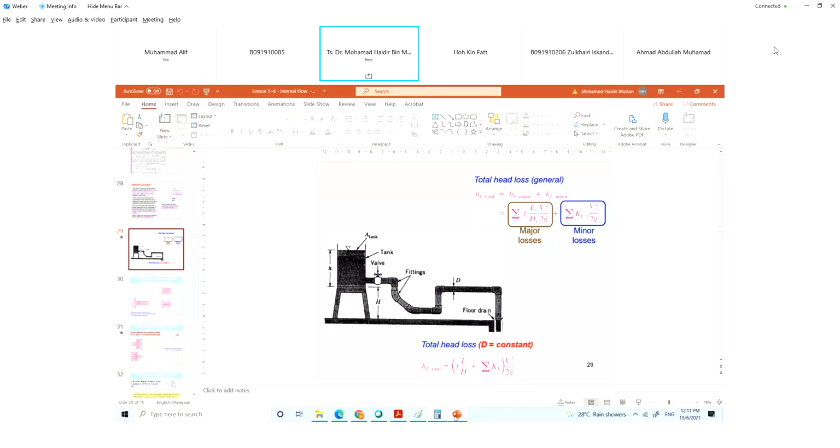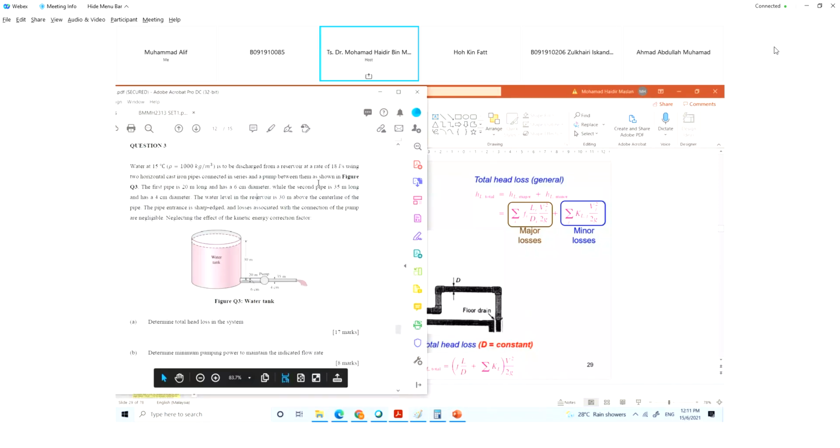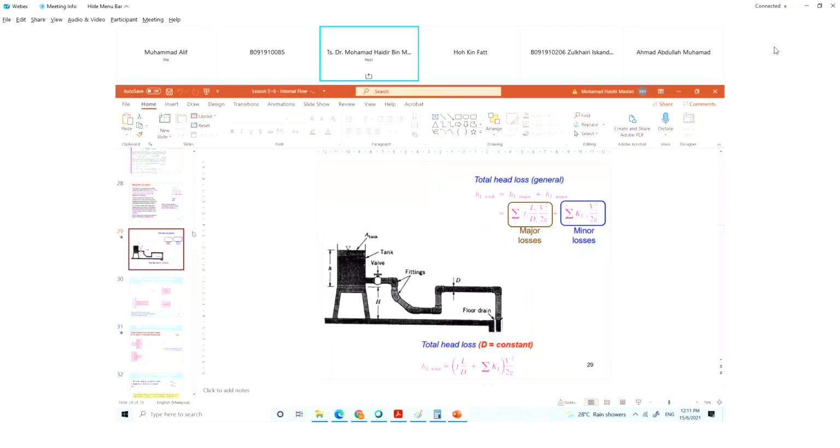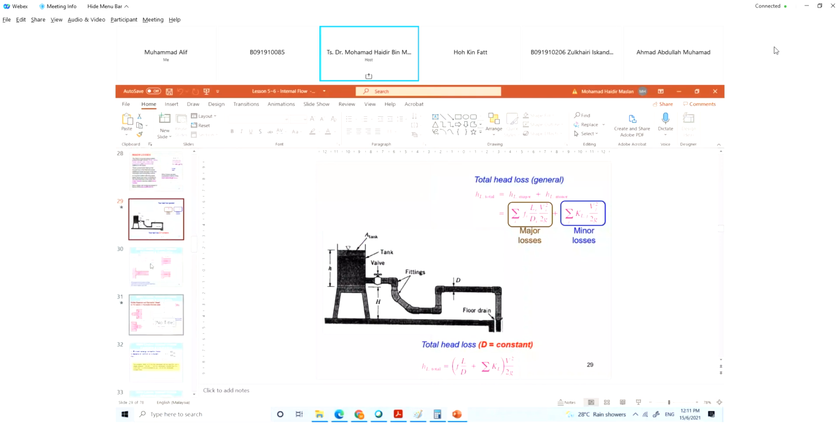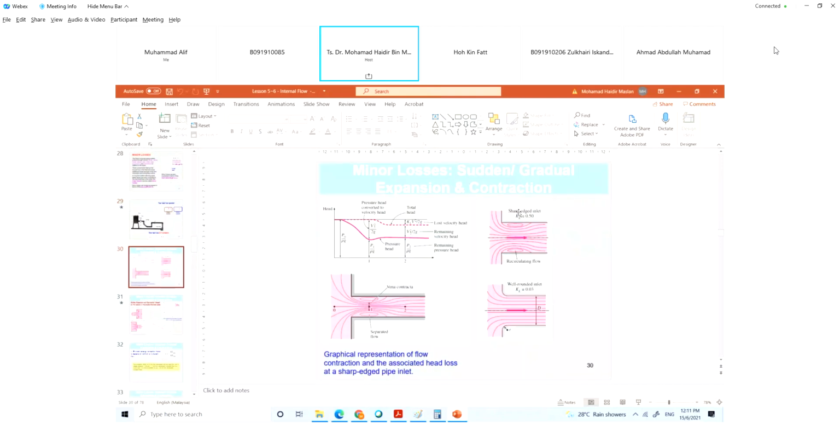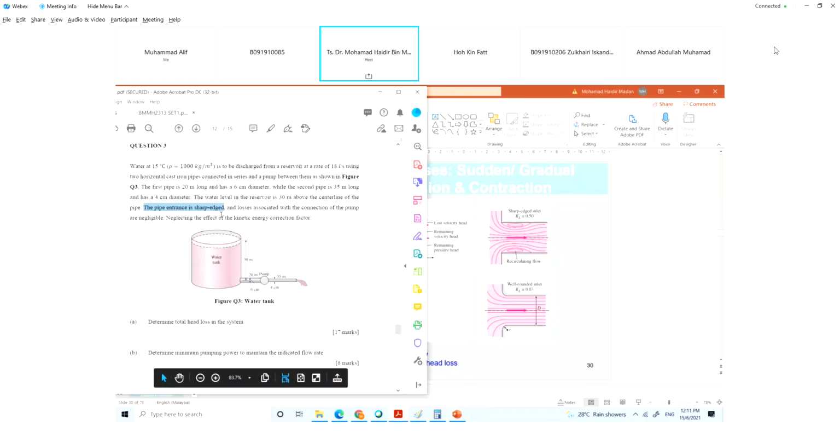So go back to the question. For this question, the minor loss for the first pipe is only the entrance. The pipe entrance is sharp edge. This is the important information you need for the minor losses. So when the pipe entrance is sharp edge, go back to the slide and find the minor losses for a sharp edge inlet. The KL is equal to 0.5. Sharp edge entrance, KL is equal to 0.5.